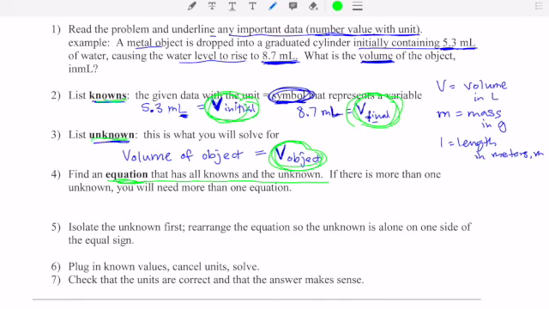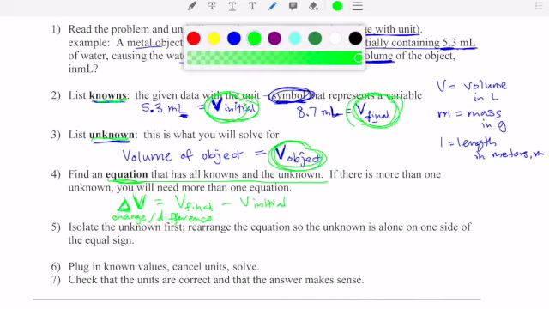And I see that this is a good equation that I can use because it has delta V. This is the change or difference, which is what this delta or triangle symbolizes. Delta V, change or difference in volume, equals V final minus V initial. So what I did was I just copied this equation and moved it up there.